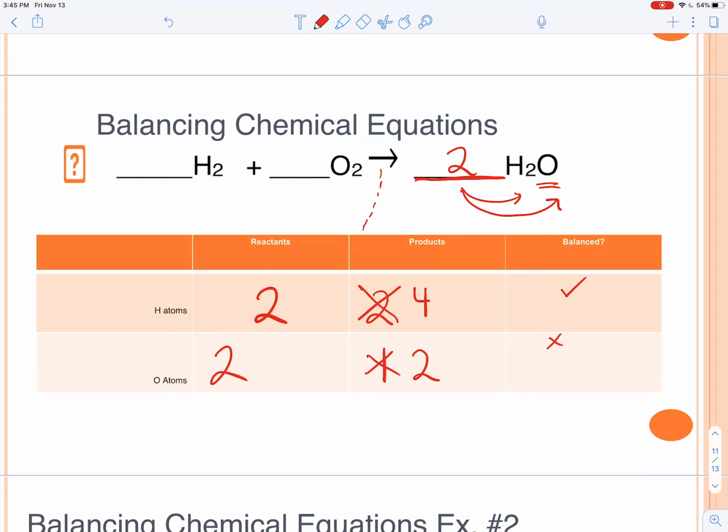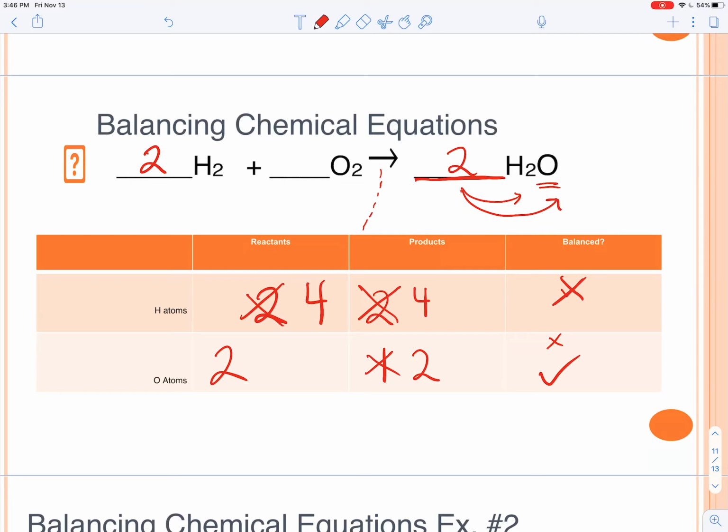So the numbers are updated after I put the coefficients, but now I see that I don't have a balanced number of hydrogens. So this is no longer balanced. This is good. So now I'm going to go back to the left side, and I want 4 hydrogens total. So I'm going to add another coefficient to the left side. I'm going to put a 2 in front of hydrogen. And what that does is that gives me 4 hydrogens there.